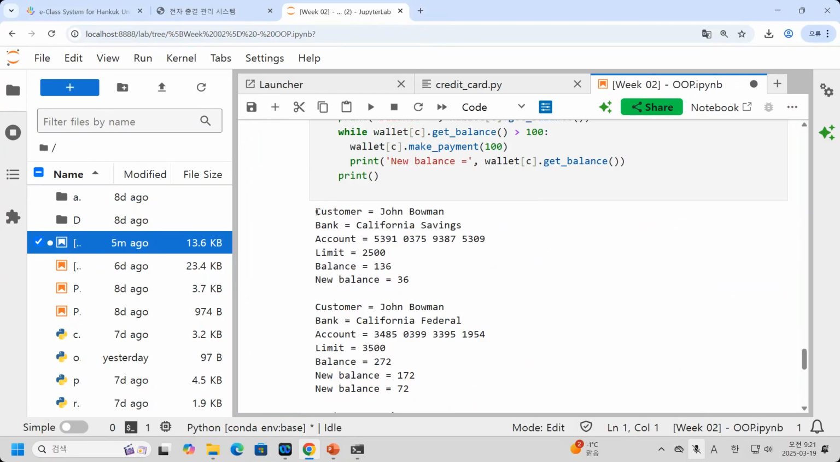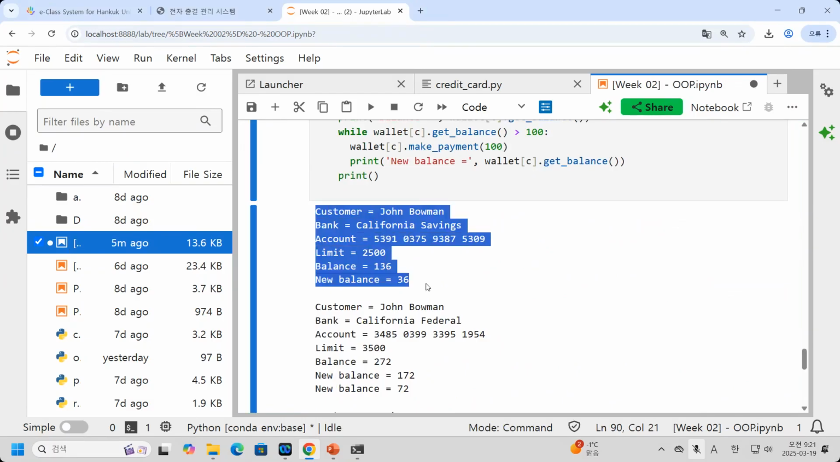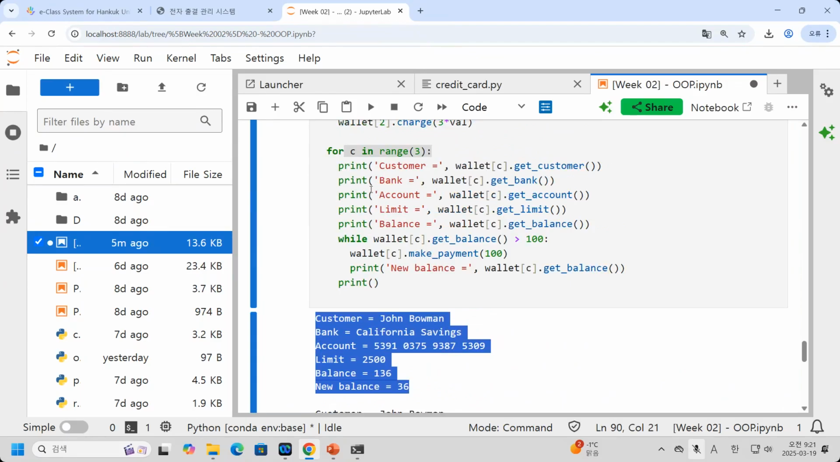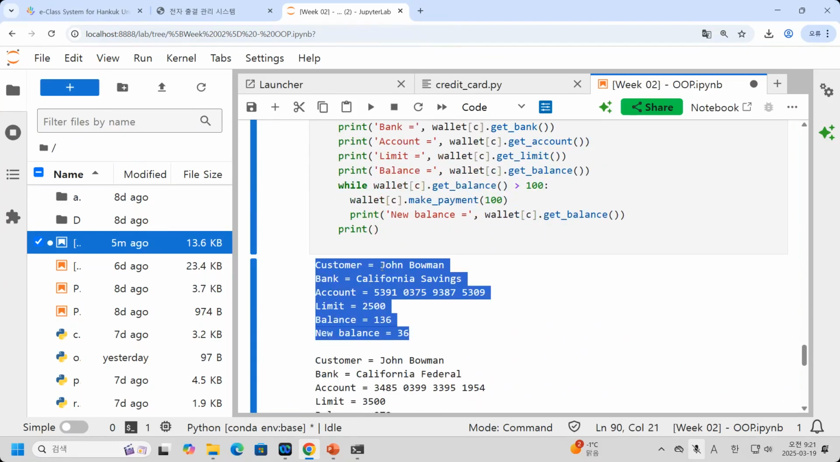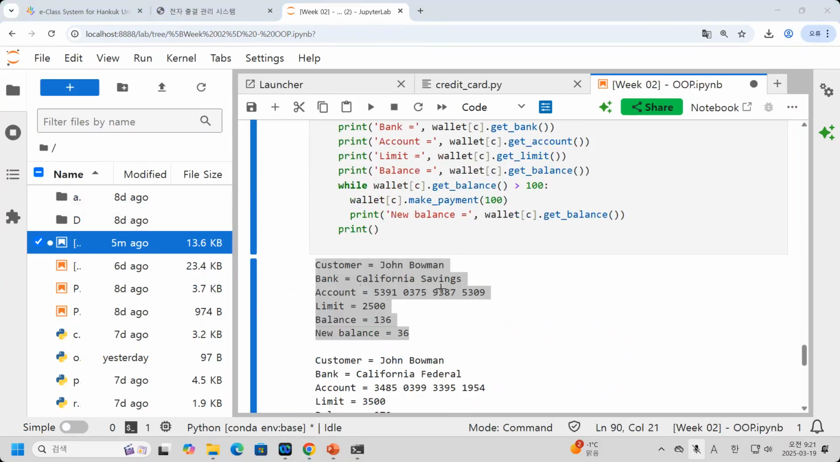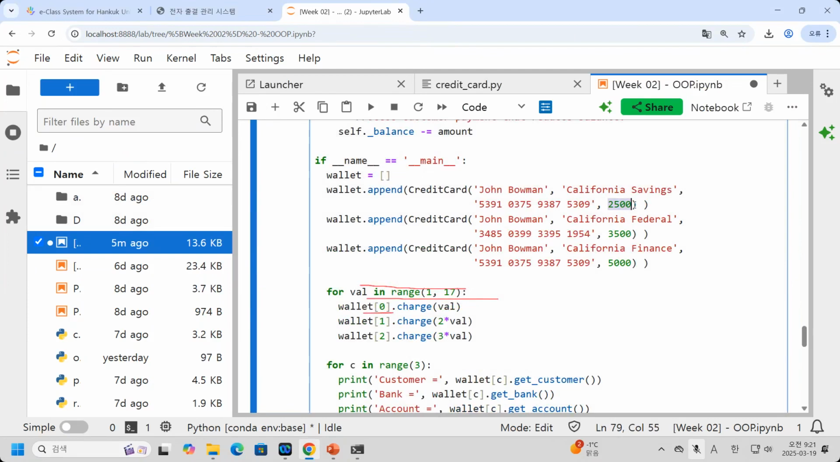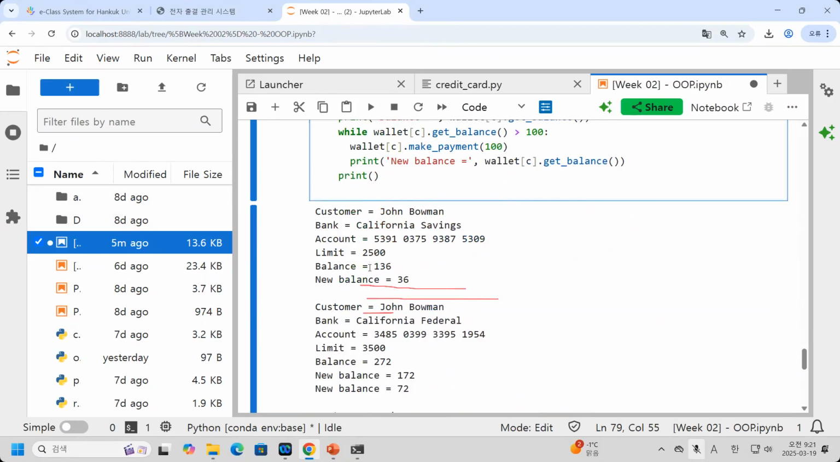then we will see the first credit card. Okay, so this is the first credit card because we make the print. The first credit card customer name is John Bowman. The bank is Universal Saving, and then the account is this number. The limit is 2,500. Okay, so this is the same with this one. The limit is 2,500 for the first credit card. And then the balance now is 136. Because the balance is higher than 100, then let's make the payment 100, then the new balance is 36.